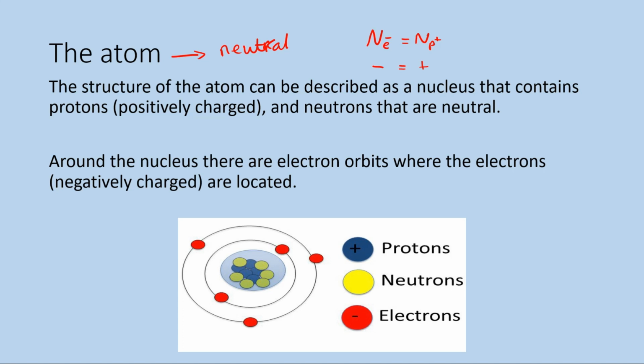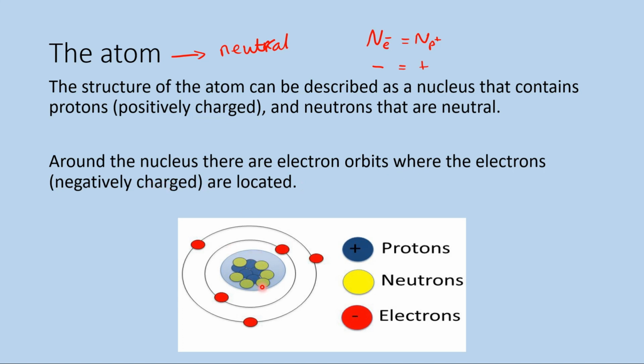The structure of the atom can be described as a nucleus that contains protons, which are positively charged, and the neutrons, which are neutral. So inside the nucleus we have protons that are positive and the neutrons that are neutral. Neutral means that they do not carry a charge. Around the nucleus we have the electron orbits where the electrons are negatively charged, and that's their location.